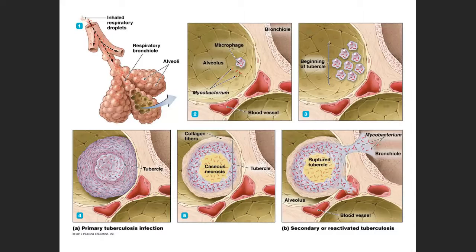So we had talked about tuberculosis as being a chronic illness. And when we looked at this picture, we were looking at basically the development of a type of lesion in the lung, or what will be interpreted as a lesion in the lung. And this is what we refer to as a tubercle.